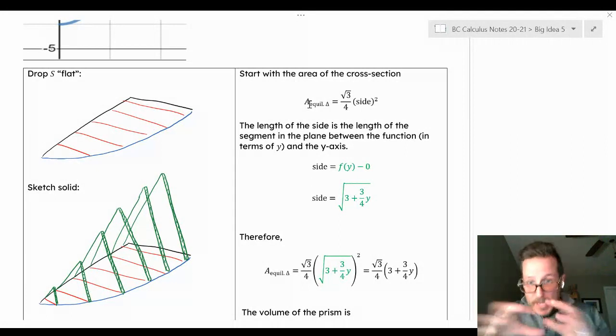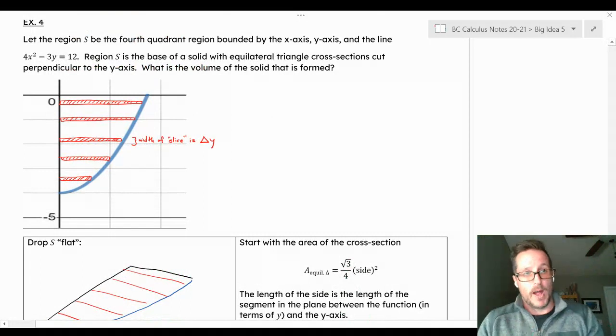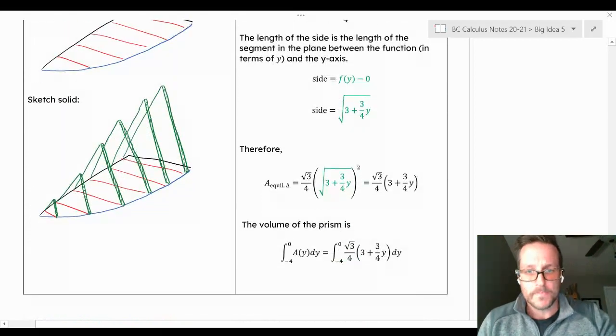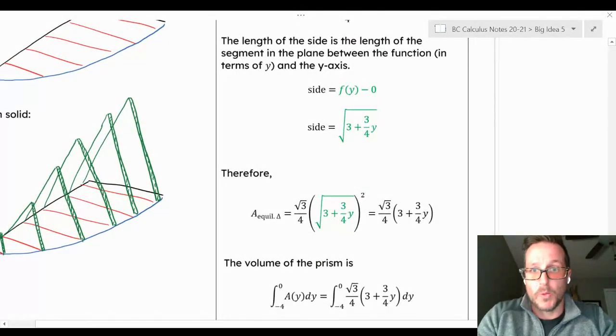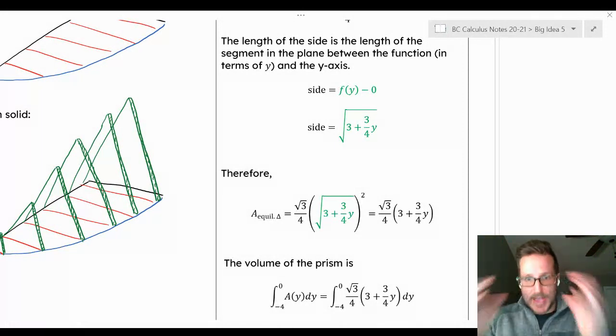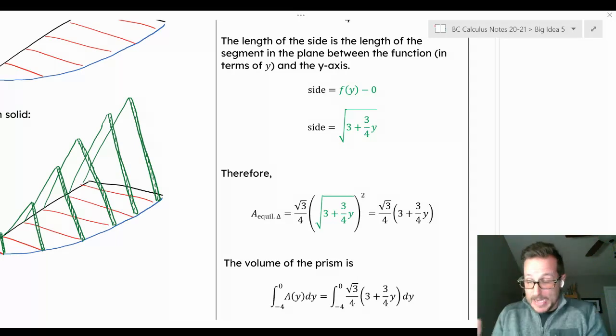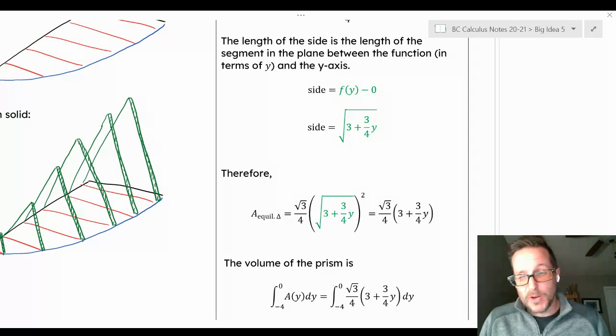So manipulate that equation that we started with, solve that for x, so add 3y, divide by 4, take the square root of everything, understand that this is the positive square root in the fourth quadrant because it's positive x values. So we get that f of y is √3 plus 3/4 y. Okay, well, if that's the side length, then I'll pop that side length into the side length spot in the formula, simplify that puppy down to get √3/4 times the quantity 3 plus 3/4 y.